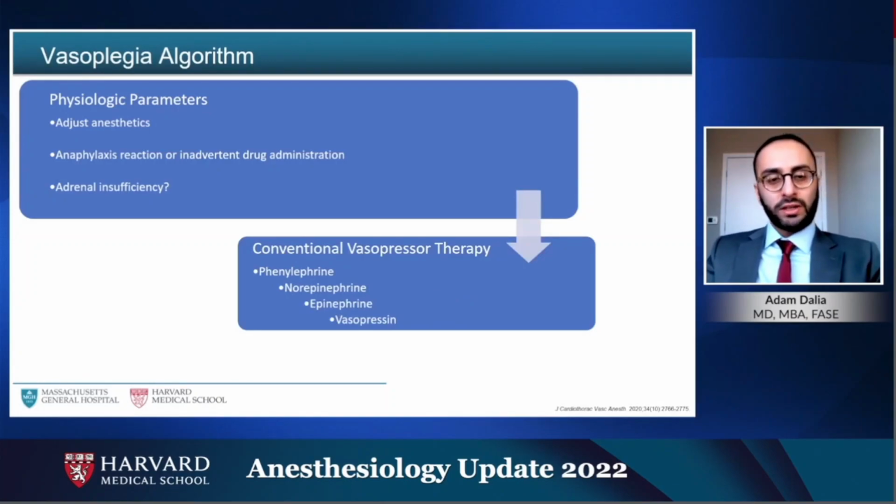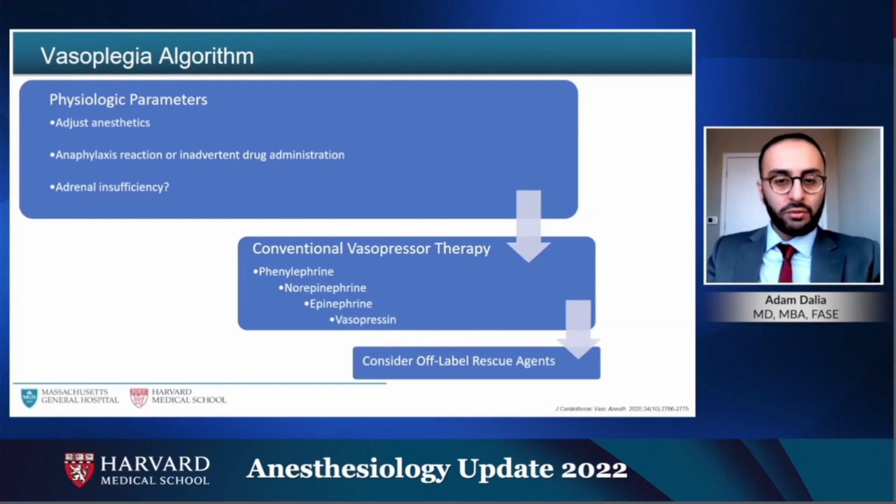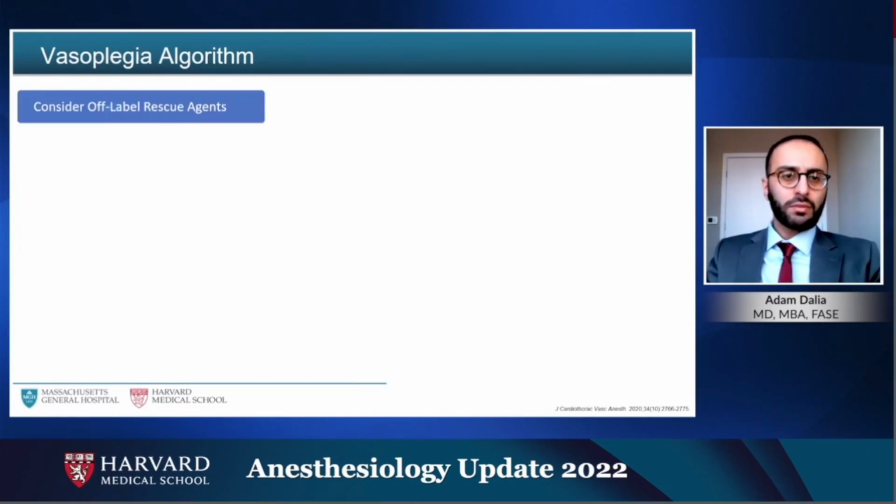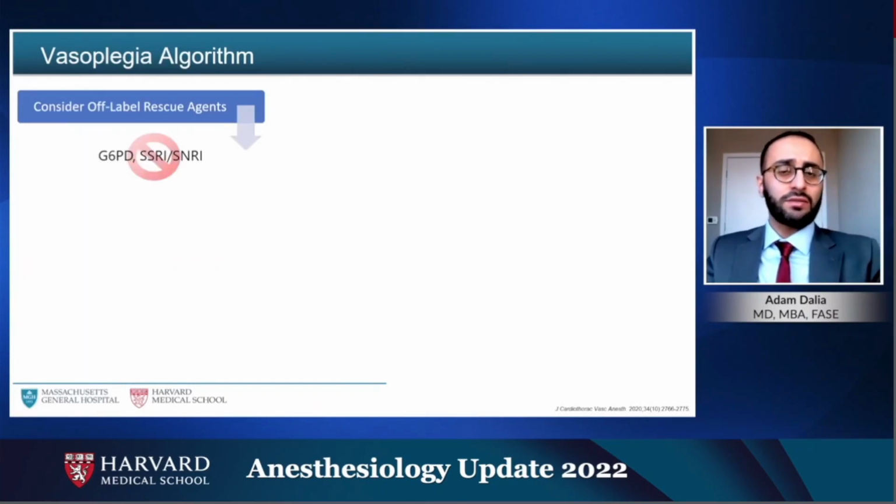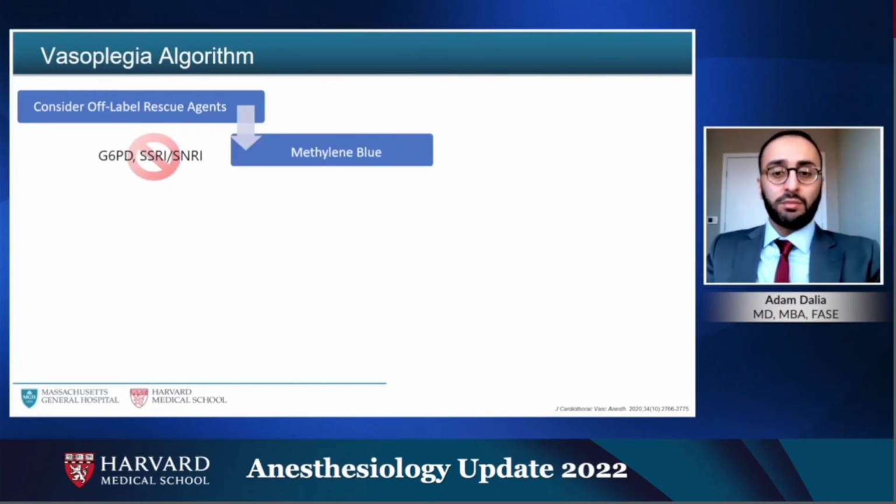And so we continue with our conventional vasotherapy: vasopressin, epinephrine, norepinephrine, and phenylephrine. If we're exceeding our 0.5 mcg/kg/min equivalent, then we can turn to our off-label or rescue agents. The first off-label or rescue agent, as long as the patient doesn't have G6PD deficiency or is taking an SSRI or SNRI, usually is methylene blue.